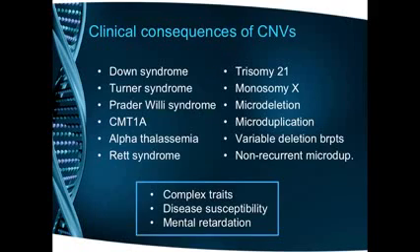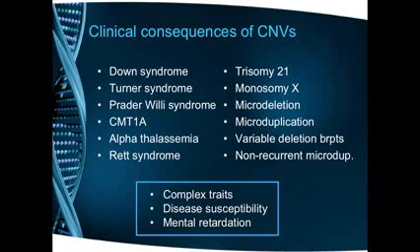And here you can see a whole list. So these are the disorders, and here you can see how the copy number variation caused the disorder. But apart from this short laundry list of things, we also now have recognized that they do contribute to complex traits, to disease susceptibility and mental retardation.